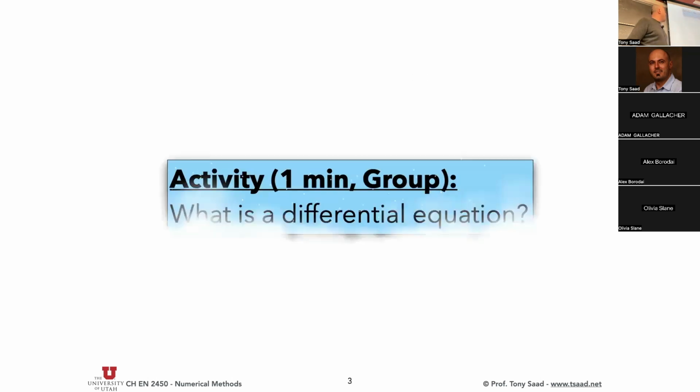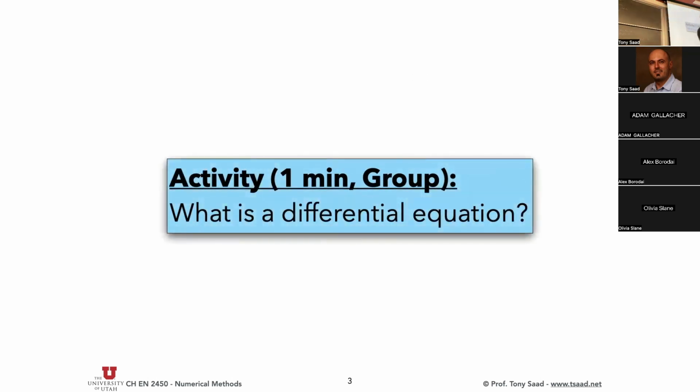Okay, so what is a differential equation? We're going to do some lightweight activities today. So what is a differential equation? Not ordinary, not extraordinary, just differential equation.